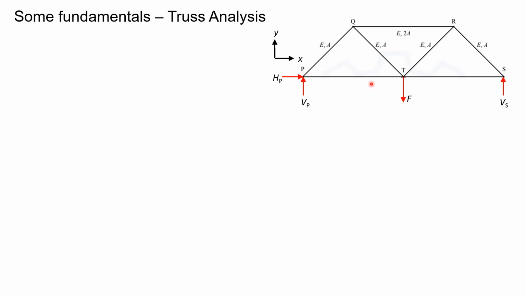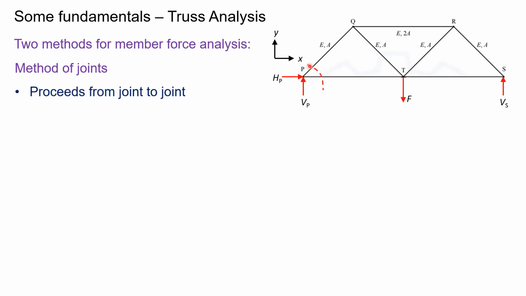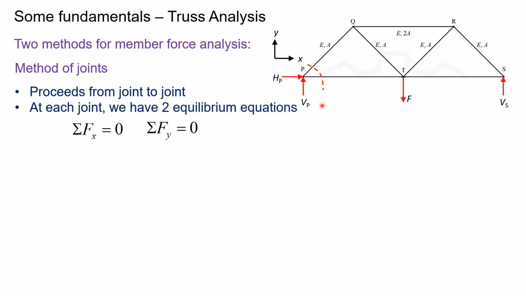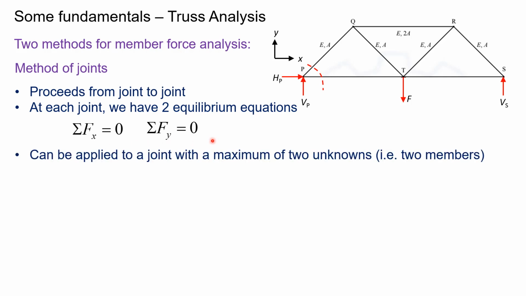Consider the free body diagram of the truss as shown, and let us consider the truss to be in the xy plane as shown. In order to calculate the member forces in the truss, there are basically two methods available. The first is the method of joints, where we isolate each joint and proceed from joint to joint, thereby calculating the member forces. At each joint, since the force system is concurrent, we have only two equilibrium equations at our disposal, namely sigma Fx equal to 0 and sigma Fy equal to 0. And this can be applied to a joint where a maximum of two unknowns are present, which pertain to the two member forces, since we have only two equations.